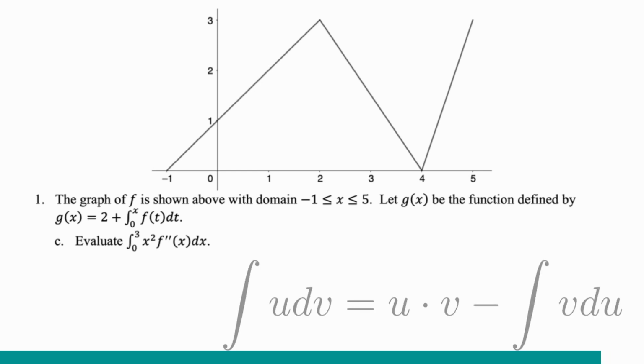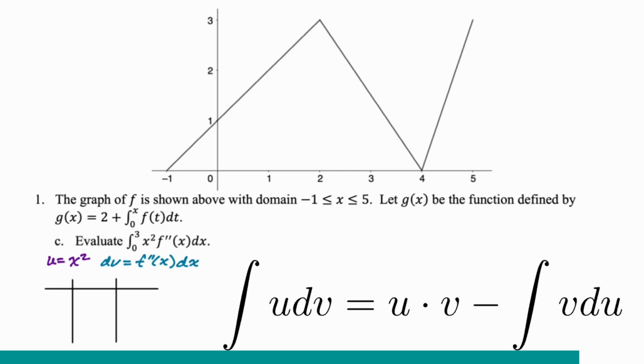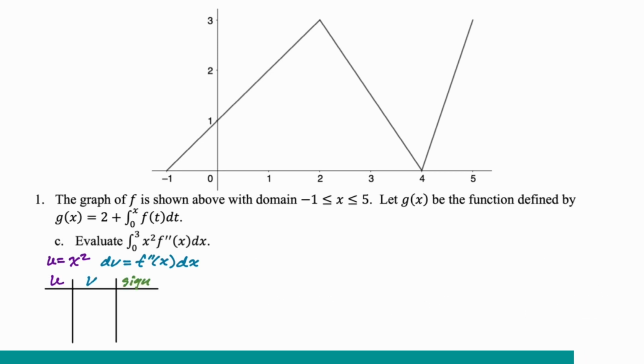This looks like integration by parts, so I'm going to set up integration by parts. I'm going to say that u is x squared, and dv is f double prime of x dx. I'm going to set up my table, which has uv and the sign. Remember, for u, it's all derivatives: x squared, 2x, 2.